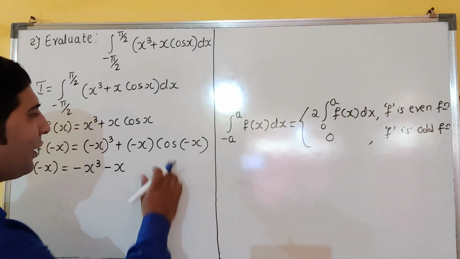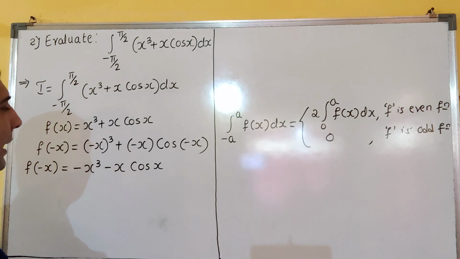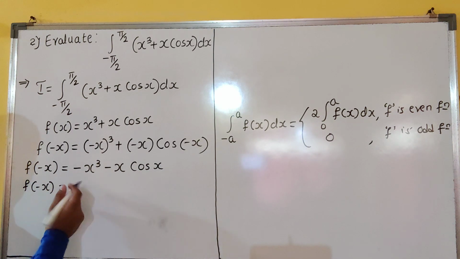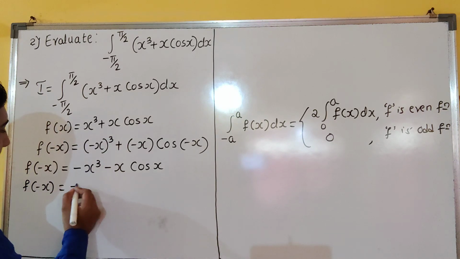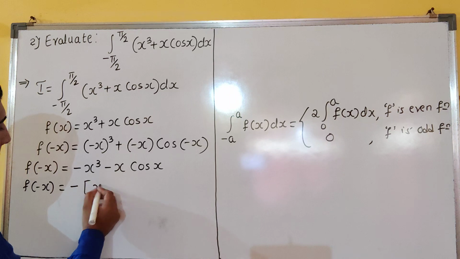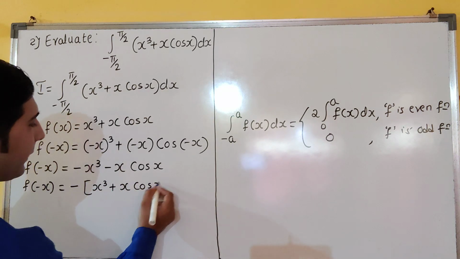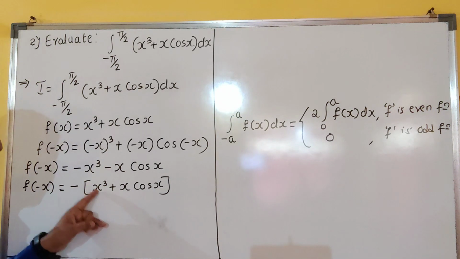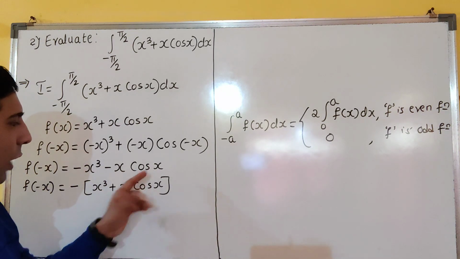Just now we have discussed, cos of minus x is what? Cos x. Understood? Now see, I can take out minus, dear students. Common is minus, here also. If I take minus out, what will remain? x cube plus x cos x. Minus into x cube is minus x cube, and minus into plus is minus x cos x.